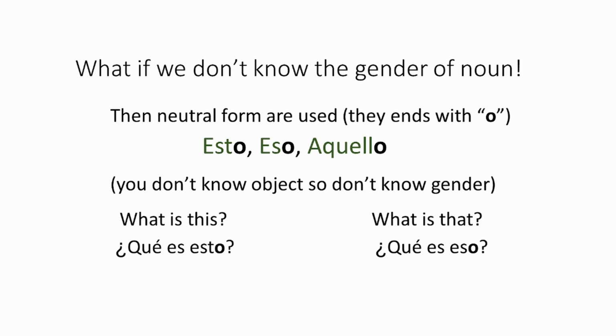Now like I told you guys, we have two versions of "this" and "that," right? And we use them according to the gender. If it's male, we use este, and if it's female, we use esta. Este we use for male, esta we use for female, right? But how about if we do not know the gender of the noun? What if we don't know the gender of the noun?